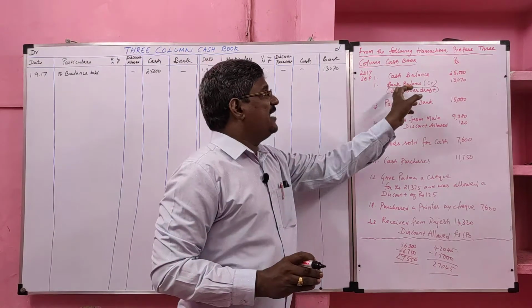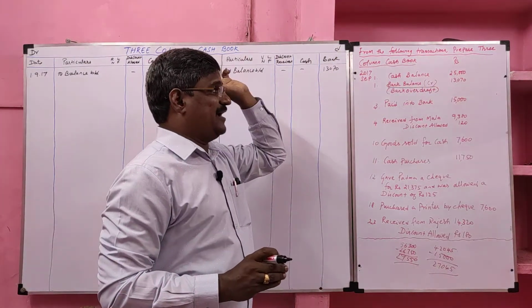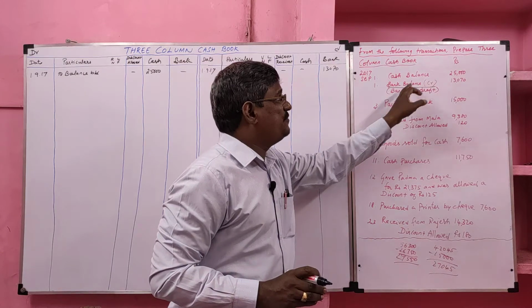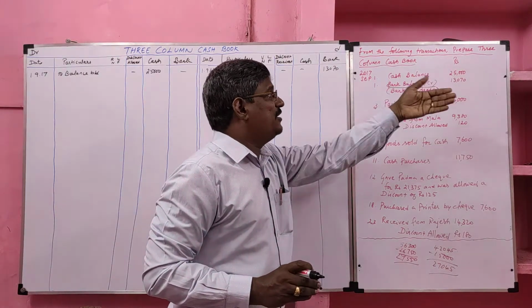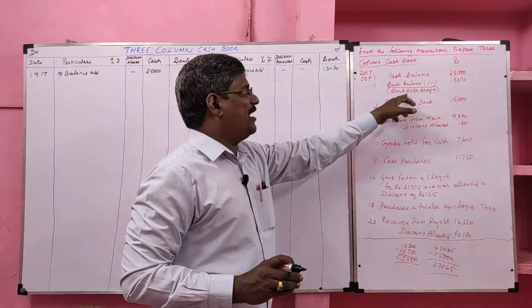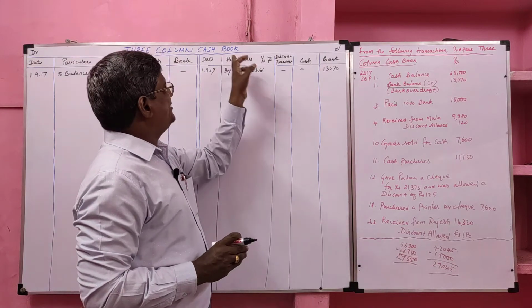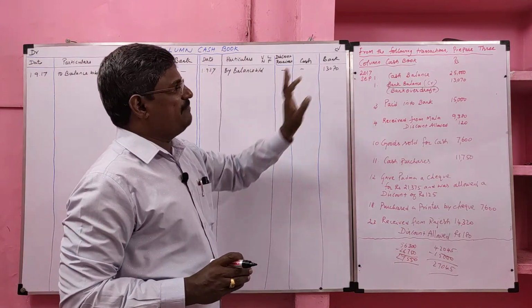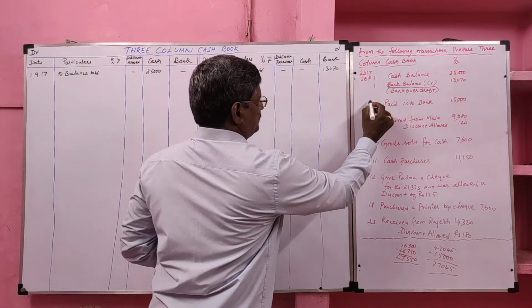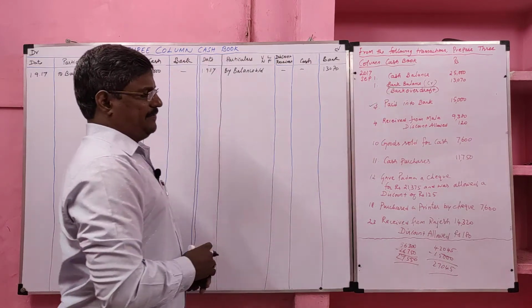Bank balance, if it is debit, will go to the debit side. Here the bank balance is credit, which means bank OD. We owe money to the bank. So bank OD will be recorded on the credit side of the cash book, by balance recorded in the bank column.